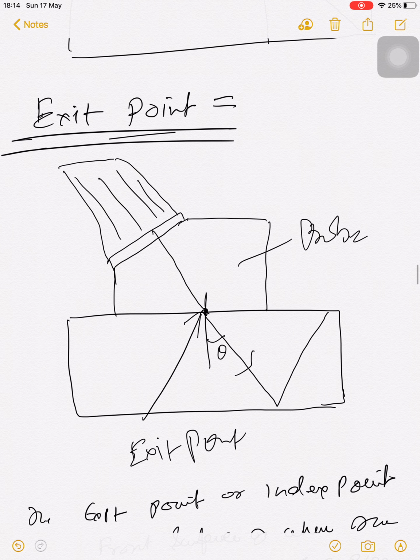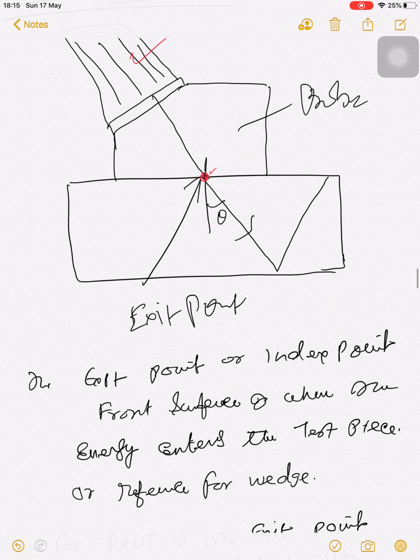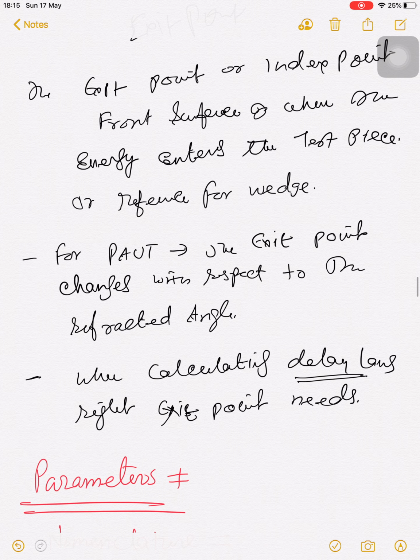What is the exit point? As you know, these are your probes. These are the axis of your beam, and these are the entry points, and when it enters here, these are your center points. So this maximum beam center will be known as your exit point. Exit point, also known as the index point, is on the front surface where the energy enters the test piece, or the reference for the wedges, so this is the center point for that.